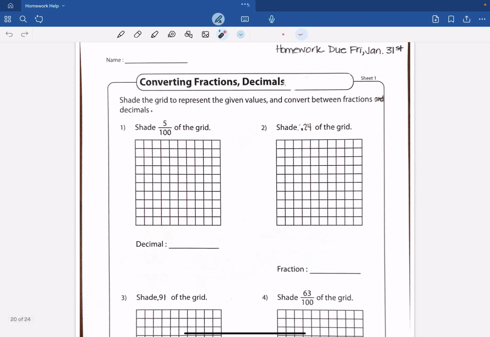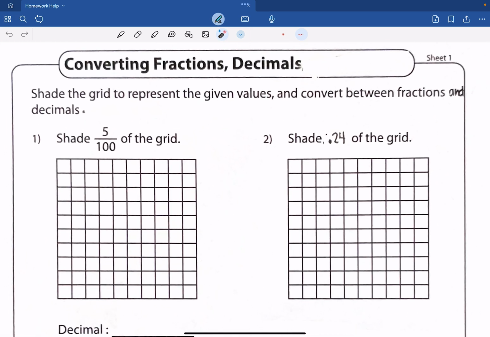Okay. So the directions at the top say shade the grid to represent the given values and convert between fractions and decimals. Okay, so the first one says shade 5/100ths of the grid. And we can see this grid is our standard square that's broken up into 10 rows of 10, which means it's 100 small squares inside the large square. So if I want to shade 5/100ths, I'm just going to shade 5 of these.